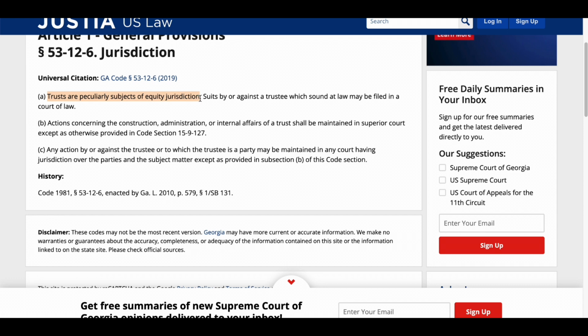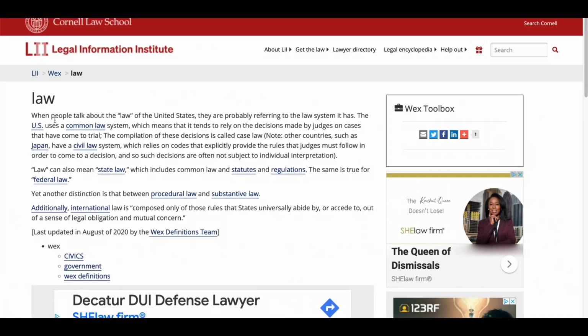Your Sestakade Trust is inside your own private trust, your own trust. And this deals with equity. Trusts are peculiarly subjects of equity jurisdiction. Okay, equity jurisdiction. Now what is equity? Good question. Here we go.